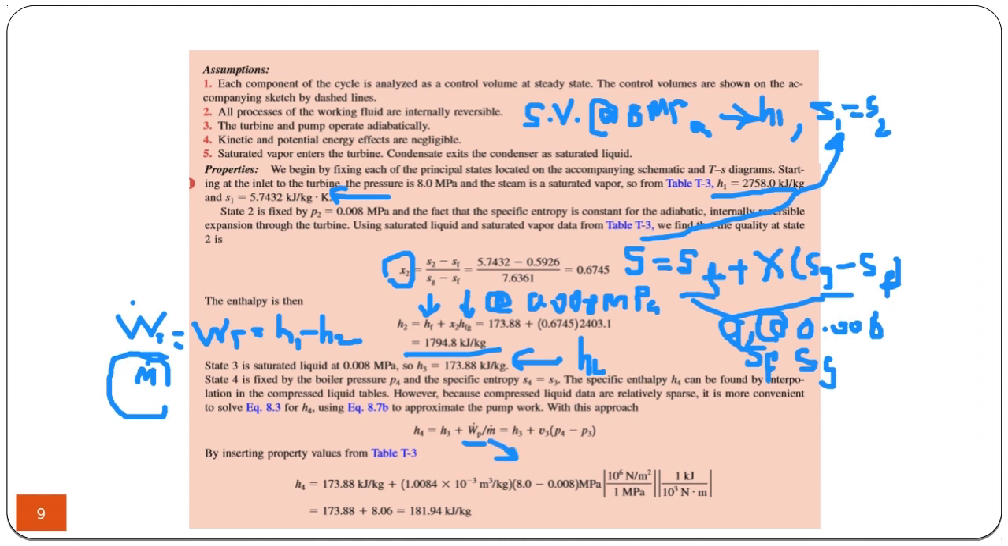And because the pump work can be obtained either from the differences of the enthalpies between the inlet and exit, or by v3 times the difference of the pressures. We know v3, which is equal to the specific volume of the saturated liquid. We know the difference of the pressure. One pressure is 8 megapascal, the other pressure is 0.008 megapascal. So we can calculate the enthalpy at the exit of the pump. So this is the exit of the pump.